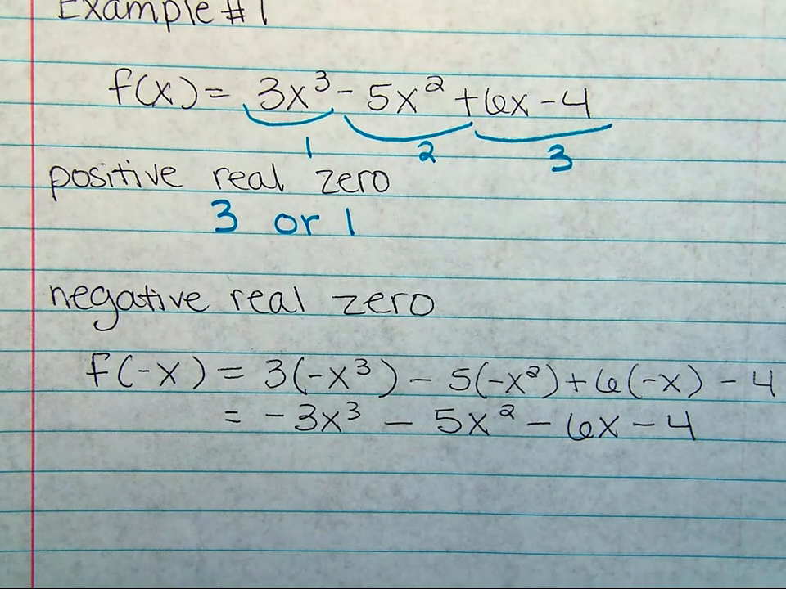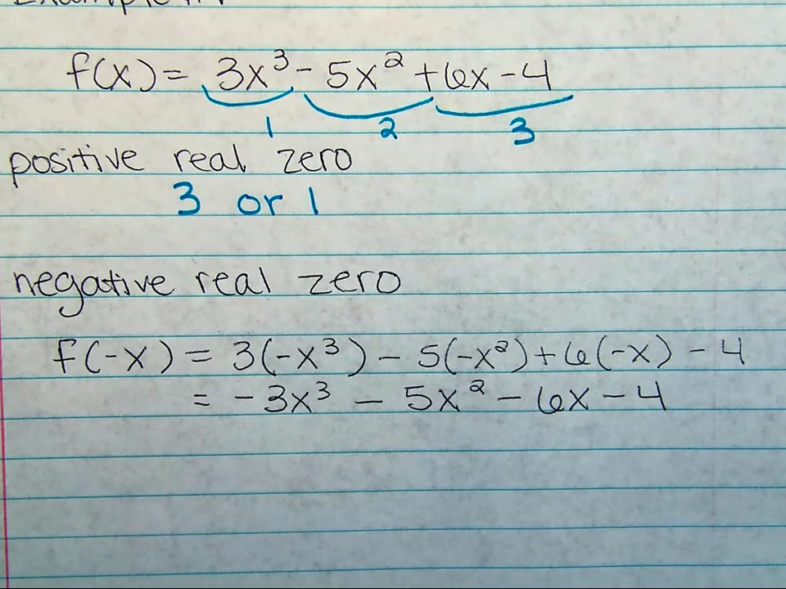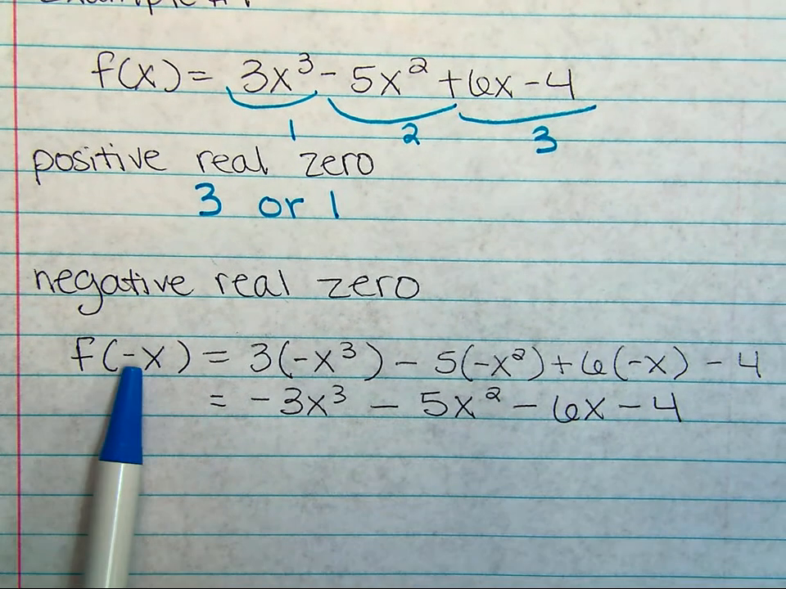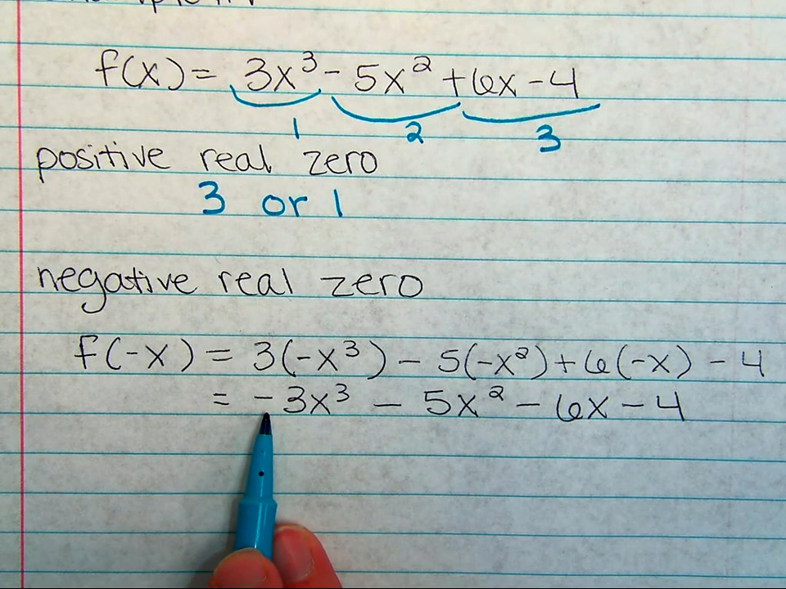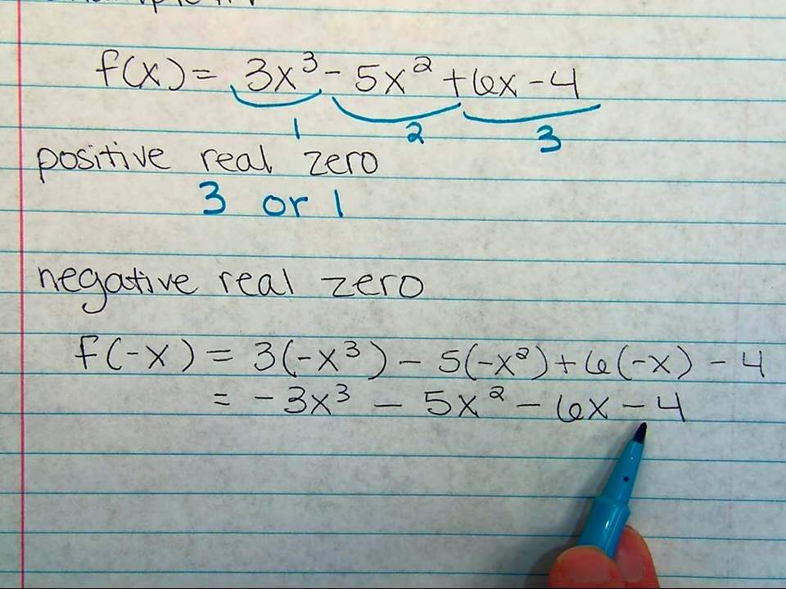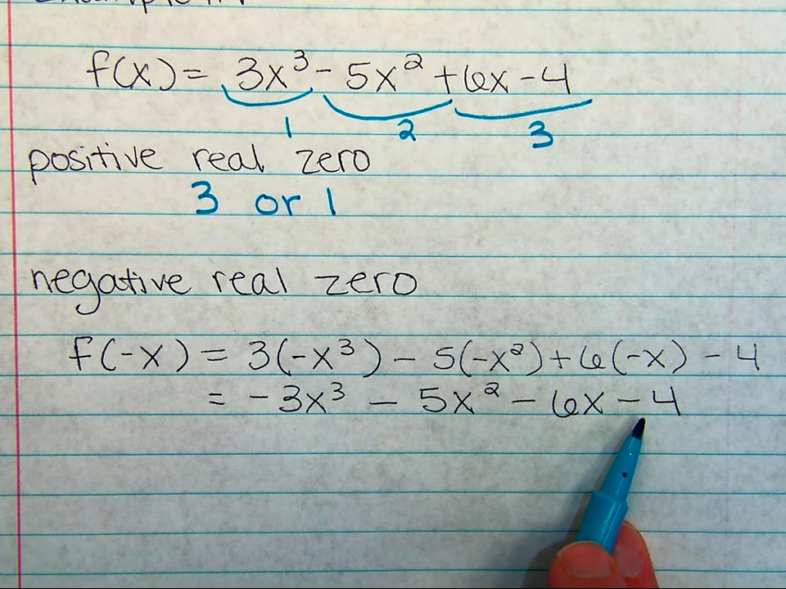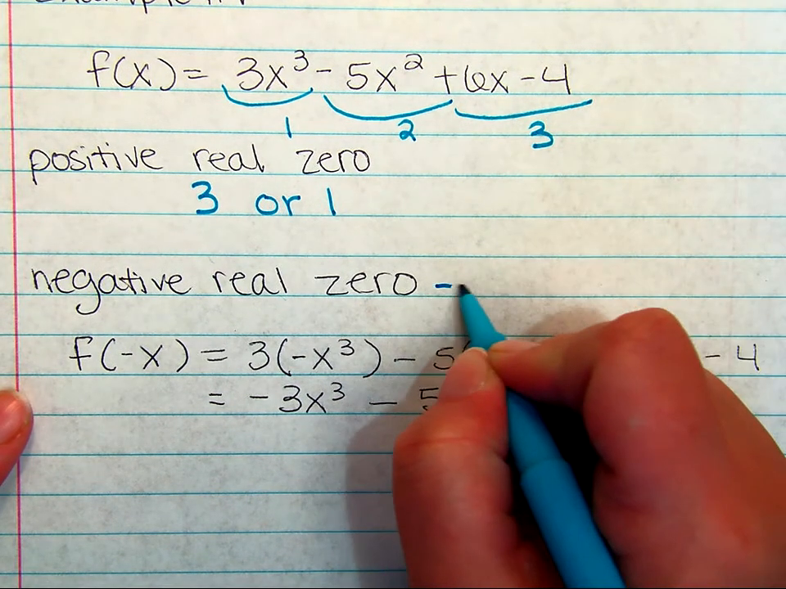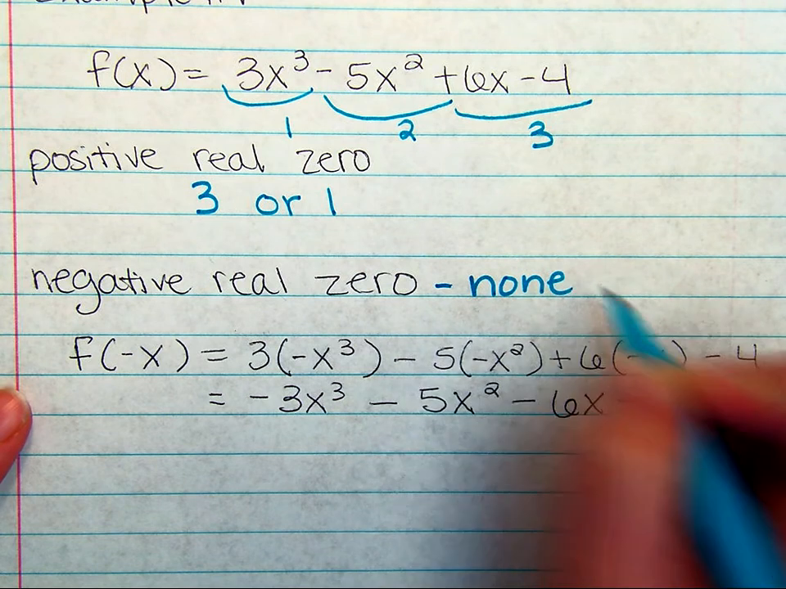So now I can look. Now that I've changed this to f of negative x, I can look. We went from negative to negative to negative to negative. So for negative real zeros, there are none. It's not possible.